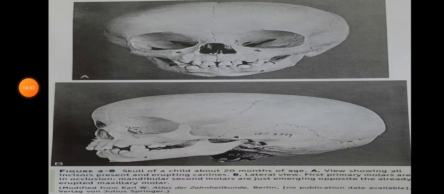In figure 2.8 A and B, the first molars are in occlusion as we have seen previously. Note this point: first primary molars are in occlusion, whereas mandibular second molars are just emerging opposite the already erupted maxillary molar.